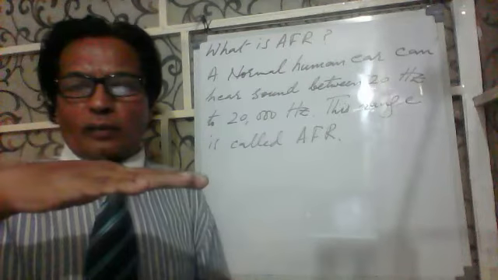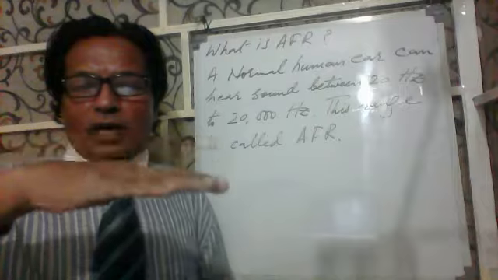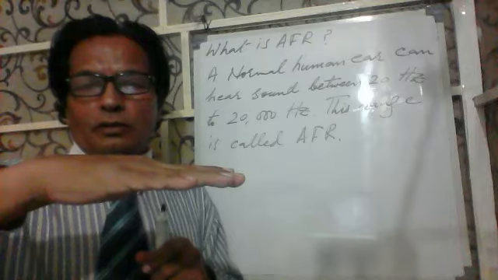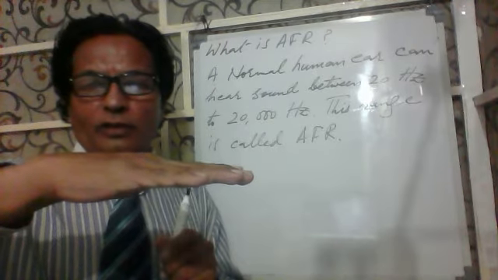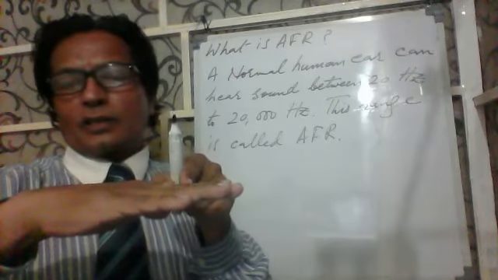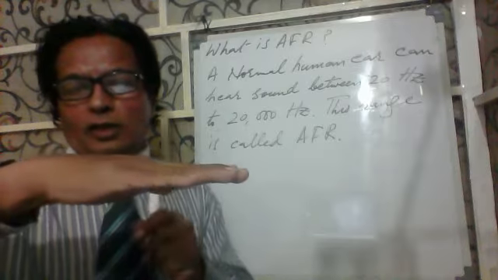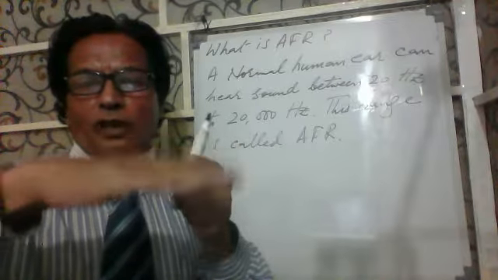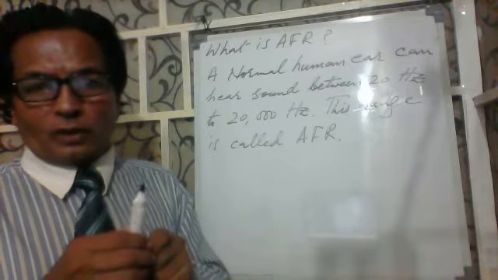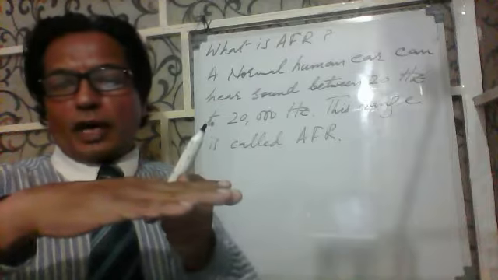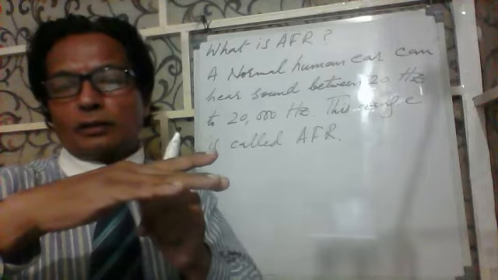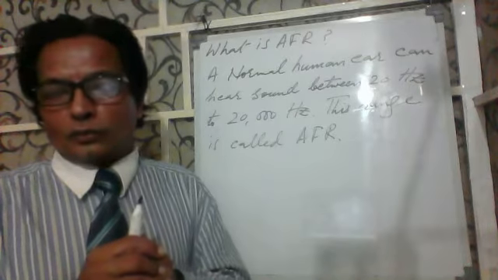Means if a body vibrates 20 times in 1 second, and if I move it in a fast vibration like this, I have calculated it, it is just 6 hertz. It means it is 6 vibrations in 1 second. But the human ear can hear the sound if this frequency is 20 times in 1 second. If 20 cycles are completed in 1 second, then we can hear that sound.